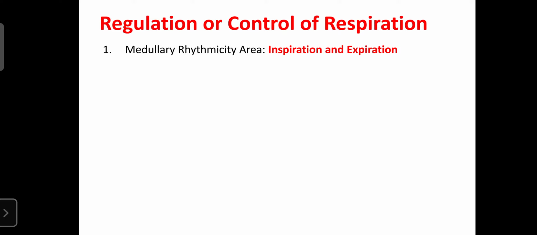This area is mainly present in the medulla oblongata. It is involved in coordinating between inspiration and expiration. The medullary rhythmicity area is nothing but the respiratory centers, present in the medulla oblongata, and they are involved in the regulation of both inspiration as well as expiration.